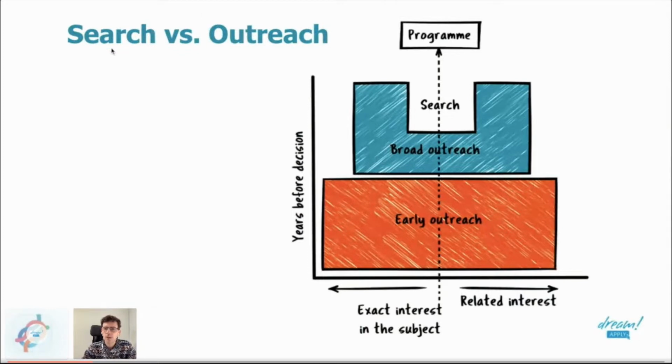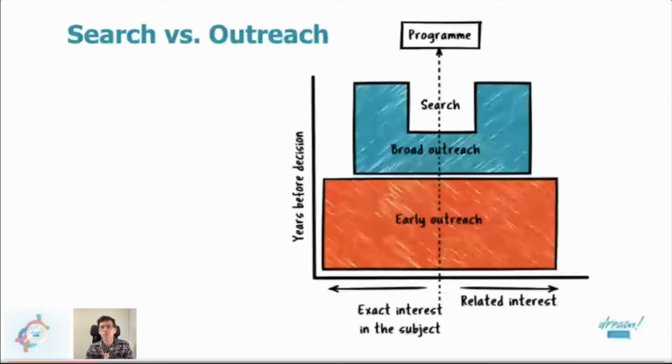And this picture is also part of my book. You'll see at the top there is search, and then you have broad outreach campaigns, and early outreach campaigns. These campaign types vary based on two dimensions. First is how far are people before their actual decision of enrollment, right? And the second dimension is, are these people already very clear about what program they want?